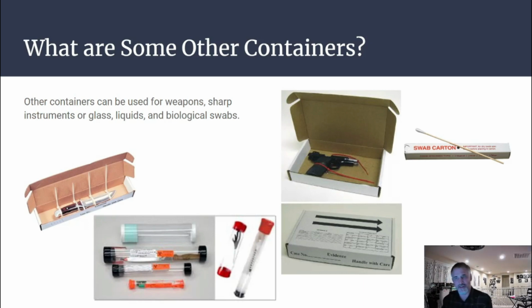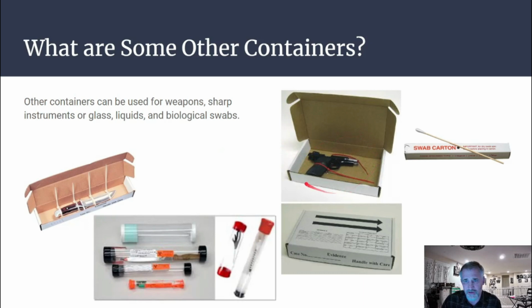So what are some other containers you might come across? Obviously that's not the only thing we could have, right, is envelopes and bags. They have plastic bags as well. I didn't put any on there. I should have brought some of those home so I could have showed you. But other containers, we could have boxes for weapons, for example.